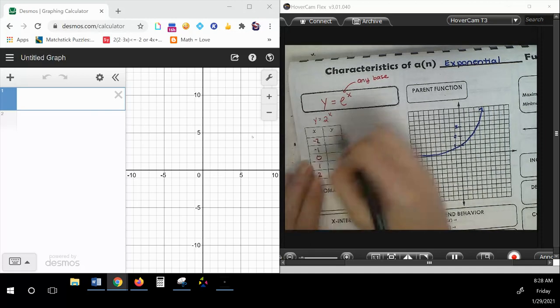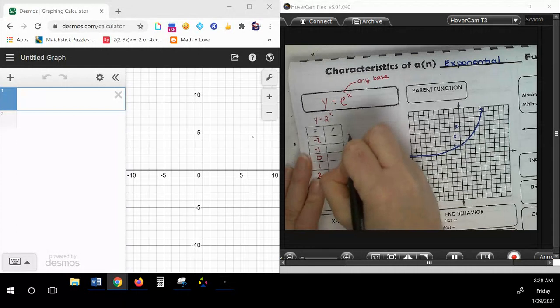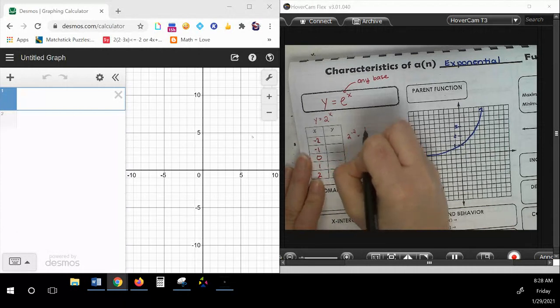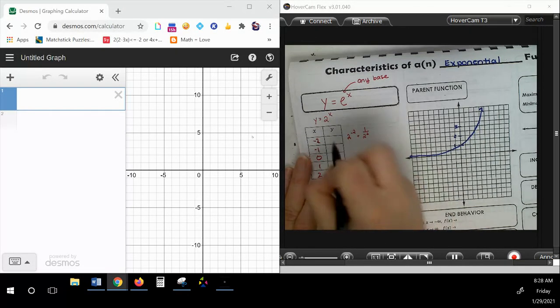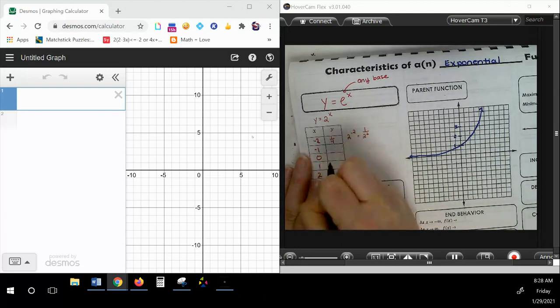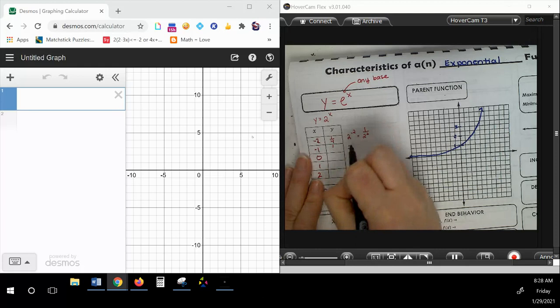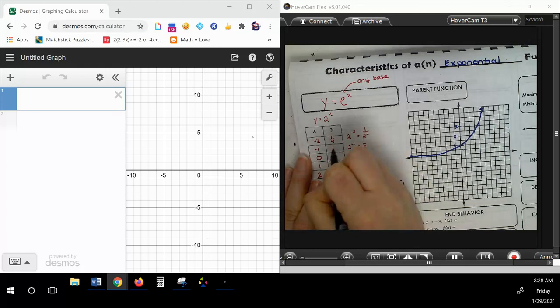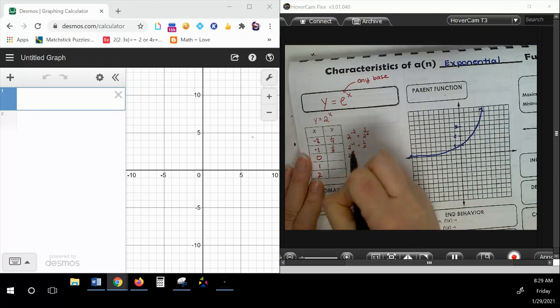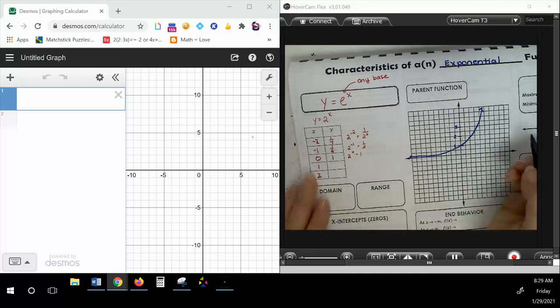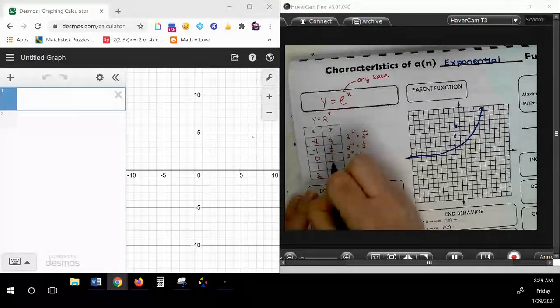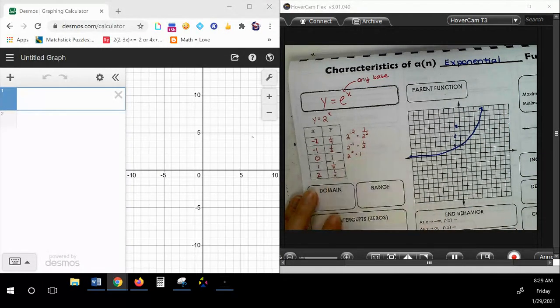Remember that a negative exponent means it flips. So if we have 2 to the -2, it's really 1 over 2 squared. So that would be 1/4. 2 to the -1 would be 1/2. 2 to the 0 is 1. Anything to the 0 power is 1. And then following that way.